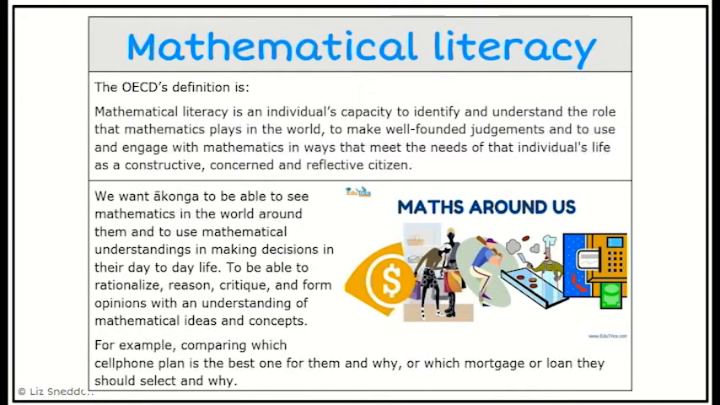Let's have a look at what mathematical literacy actually is. This is the OECD's definition: an individual's capacity to identify and understand the role that maths plays in the world, to make well-founded judgments, and to use and engage with maths in ways that meet the needs of their life as a constructive, concerned and reflective citizen. So that's what we're looking for: thinking about issues that are relevant to them at this age, being able to see the mathematical ideas inside them, and understanding and using them to make good judgments.